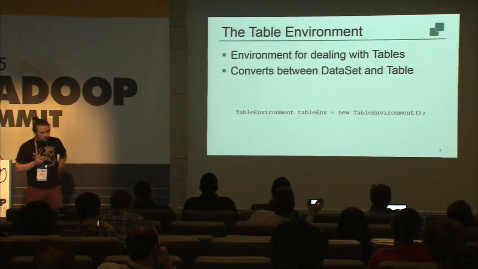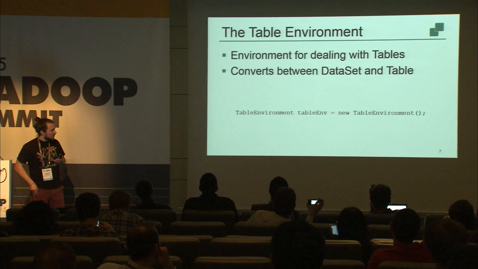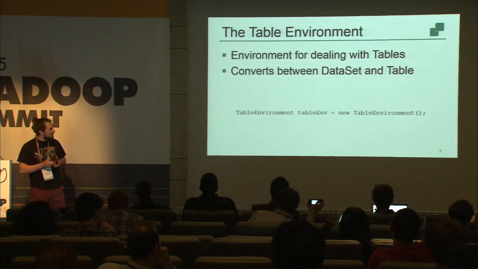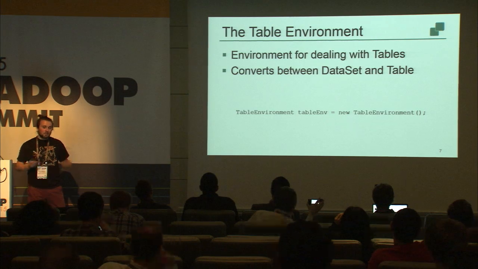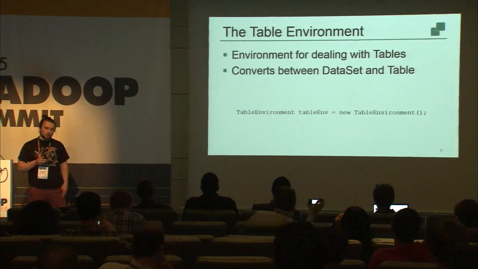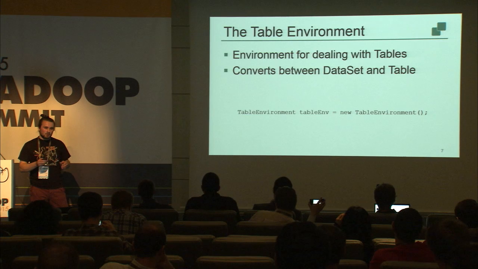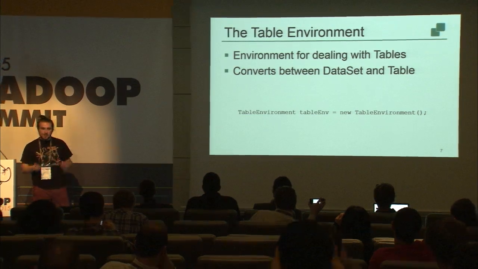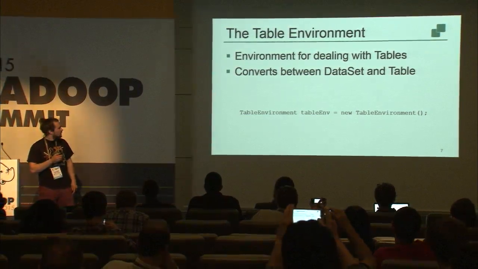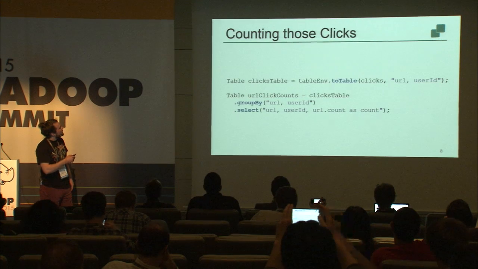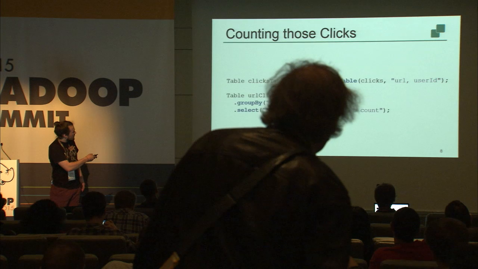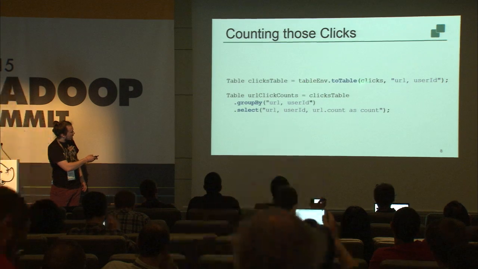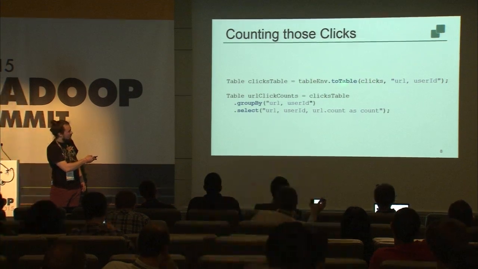Then that's a quick interlude. So when we want to use this table API, this relation API, which I will show you in a second, we have to create this table environment, which is pretty much the equivalent of the execution environment, but for creating tables based on data sets or data streams and collecting tables back to data sets or data streams.